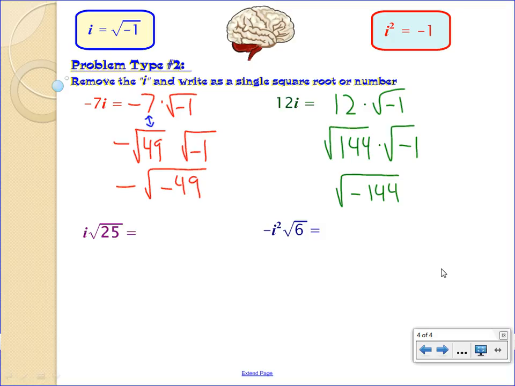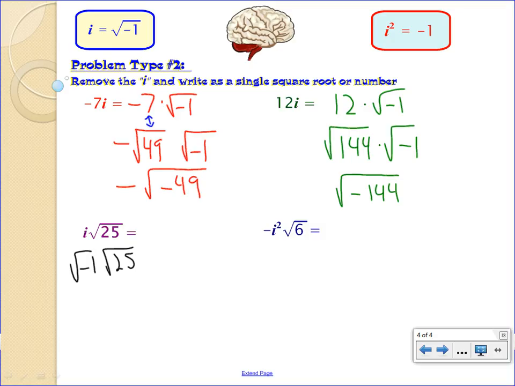So I've got i times the square root of 25. This one's actually easier than the others, and I'll show you why. Again, I don't like i. i is a problem, but I know what it's equal to. So once again, we'll replace it. So this will be the square root of negative 1, I replace i, and my other value is the square root of 25. So I've gotten i out of there. It's the square root of negative 1 times the square root of 25.